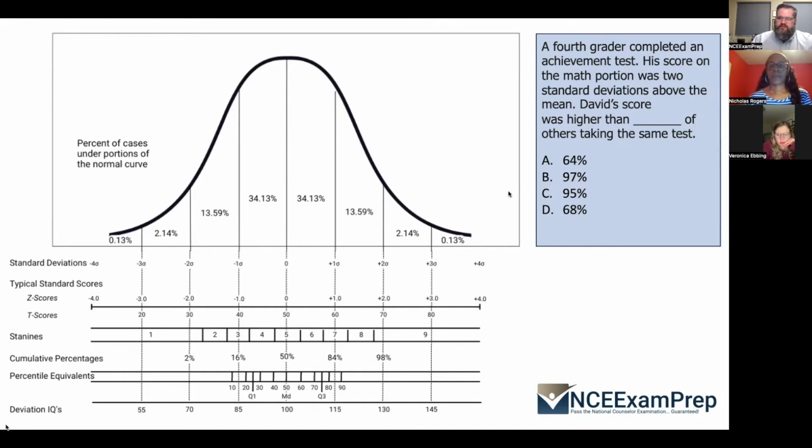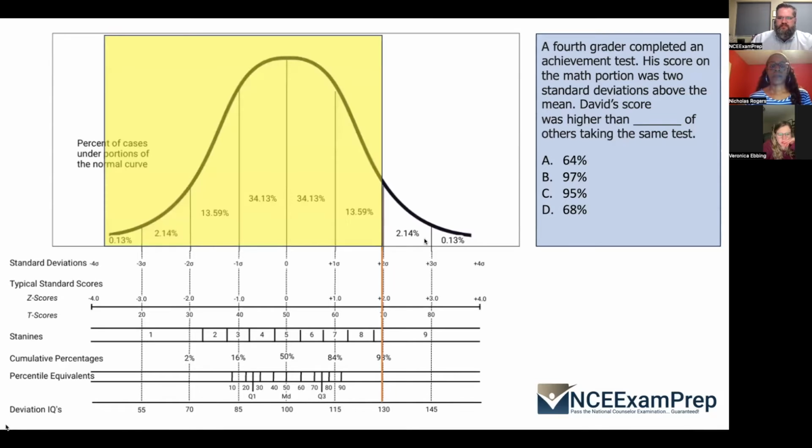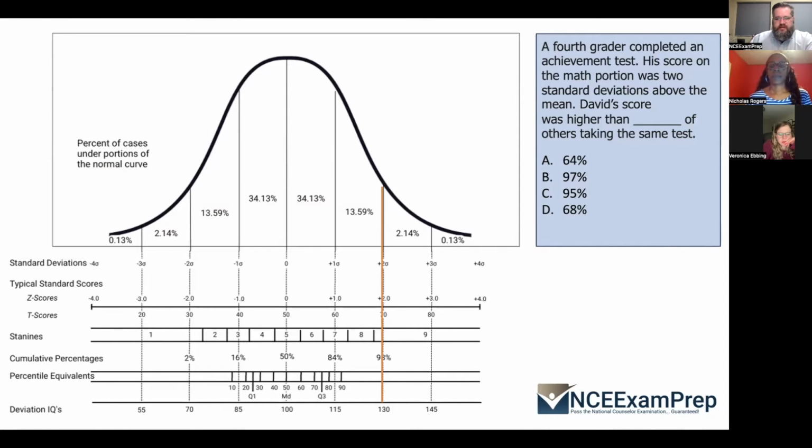So the score on the math portion was 2 standard deviations above the mean. Right here, we would draw a line that indicates 2 standard deviations. This is right where David's score was. Does that make sense? Tell me if I'm going too fast. Interrupt me, ask questions, that's perfectly okay. If it was 2 standard deviations above the mean, it's asking David's score was higher than blank of the others taking the test. And then we've got these percentages: 64%, 97%, 95%, 68%.